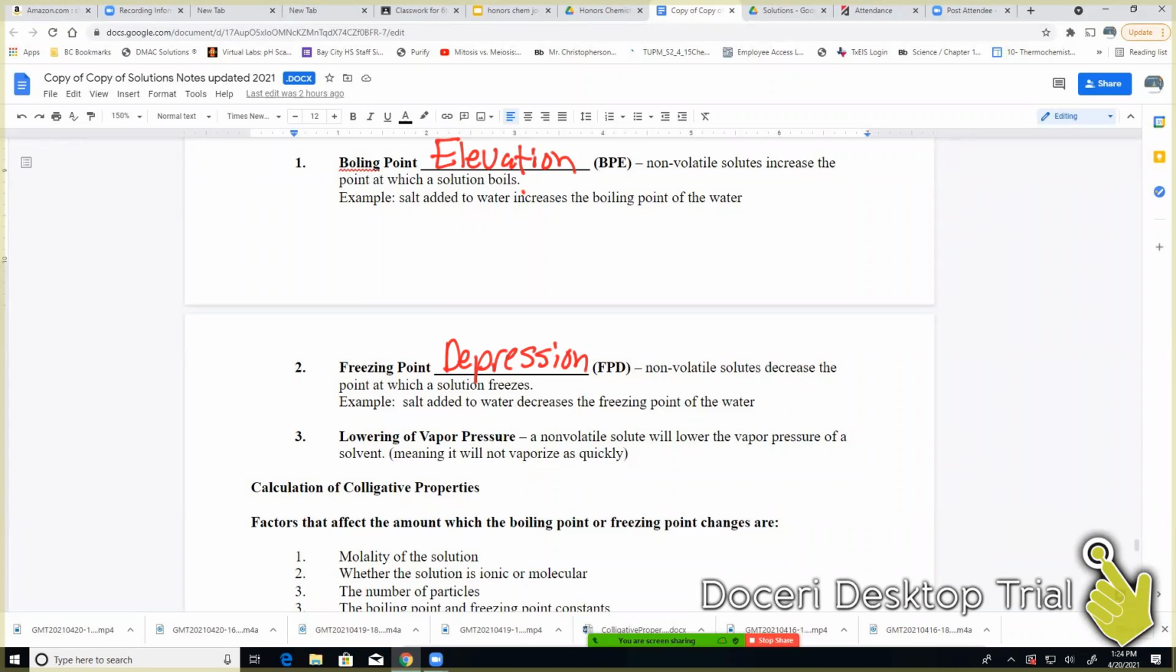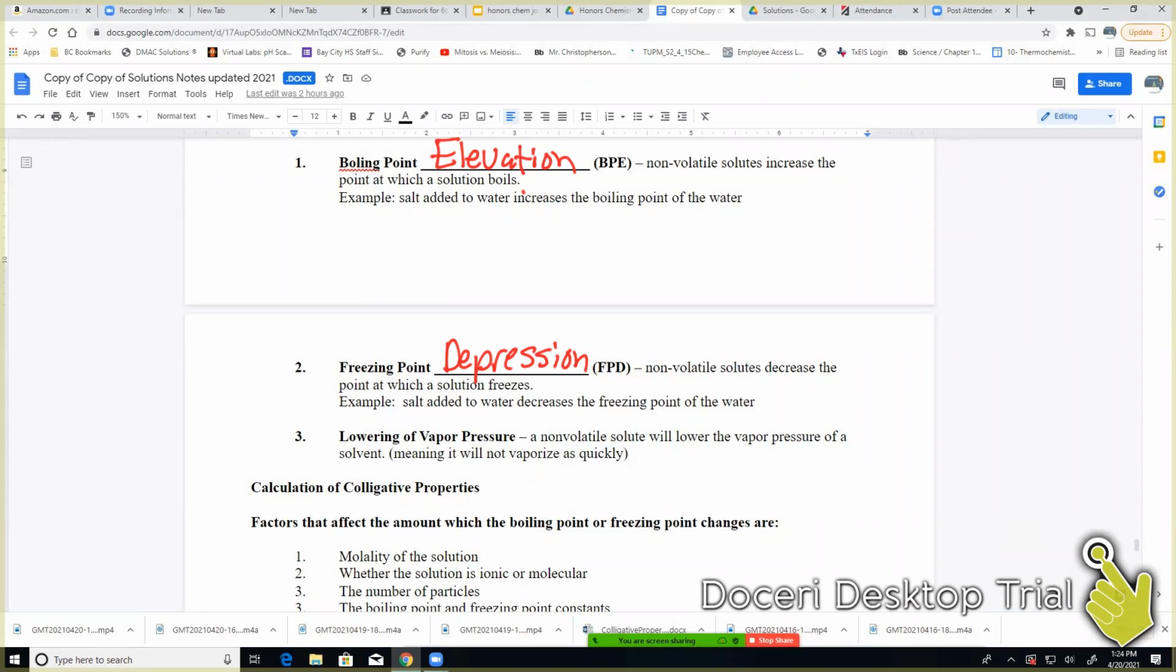Also, freezing point depression is why they put salt on bridges. Water freezes at 0 degrees Celsius. If they're worried about it freezing and getting dangerous for vehicles, they'll salt them. And then it has to go lower than 0 degrees Celsius. And oftentimes we don't get that low around here as far as temperature. Obviously, it was an exception this year.